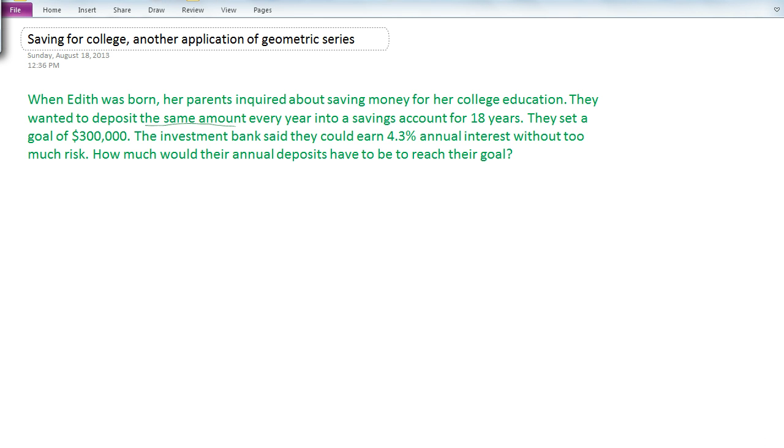The first thing we need to do is to define some variables. So we're going to let B sub n be the balance in the account after n deposits. Notice again, I don't say years because that gets me a little confused. I want to think about how many deposits there are going to be. There are going to be 18 deposits. That last one is going to go in, and then we'll see. It's probably just going to come right back out again, but that's okay. And then we're going to set up the following geometric series.